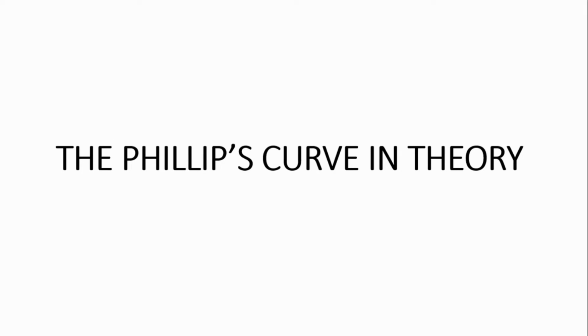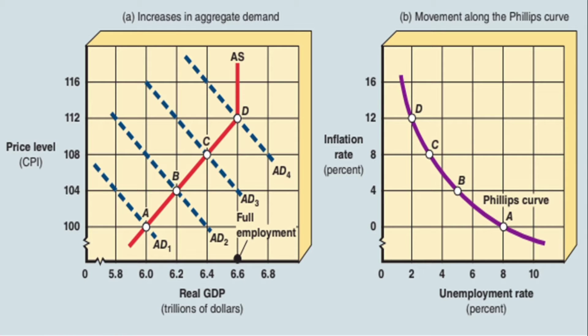The Phillips curve in theory. The first illustration shows the relationship between the aggregate demand and aggregate supply model and the Phillips curve. In part A, we assume that the aggregate supply curve, or AS, is stationary. Thus, points A to D represent possible equilibrium points depending on the location of the aggregate demand curve.